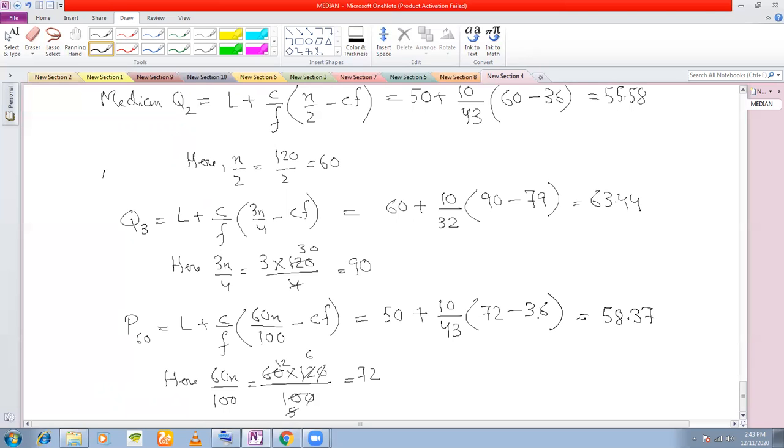That's it. These are the partition values. And this is how you calculate the partition values. If I stop here for today, median is over.